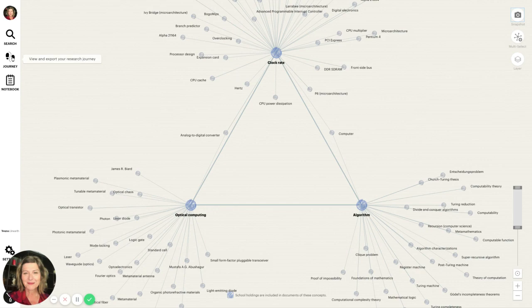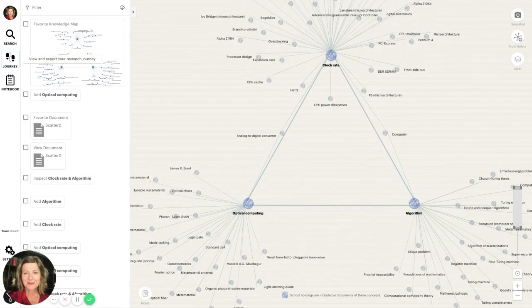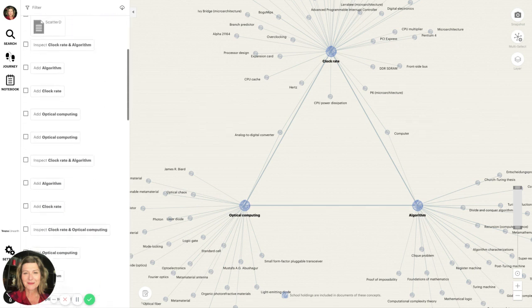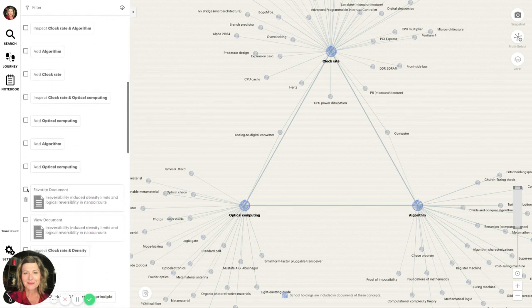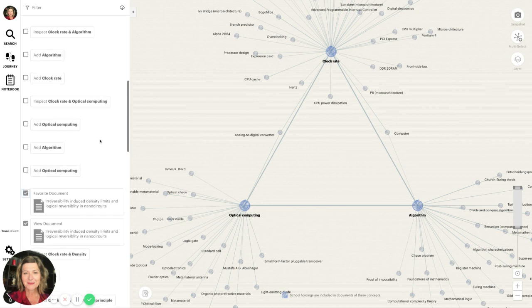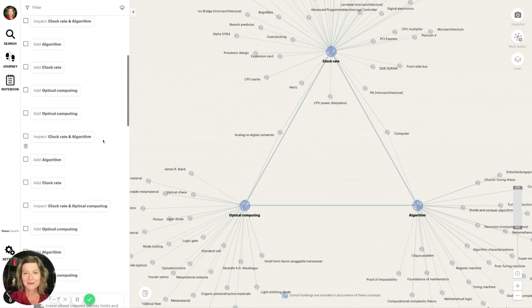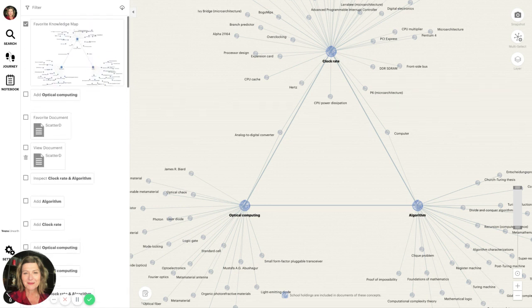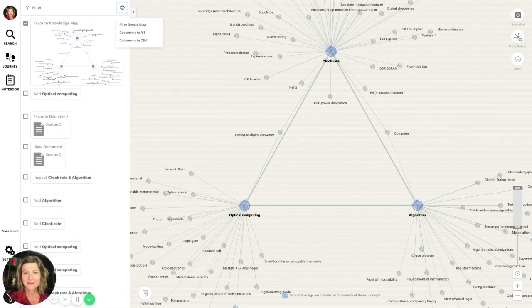If you want to save or export your journey, you certainly can. We took a picture of the knowledge map, so we can select it and any of the articles that we liked before. We favorited them, so we can look at those. And all the steps that we did to come here are included in our journey. And we can download this information to Google Docs, or we can create documents in an RIS or CSV format and save those.